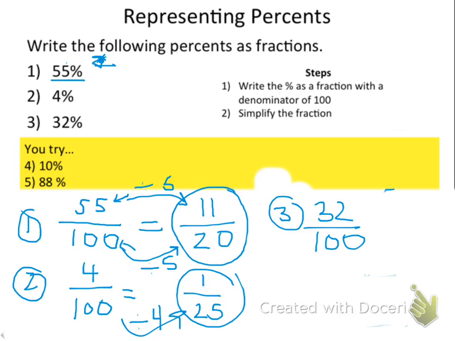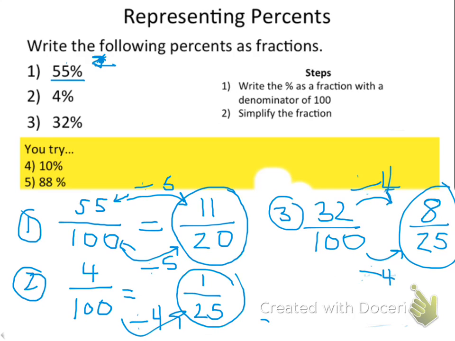But I know that 8 times 4 is 32. So I'm going to divide both the numerator and the denominator by 4. And I remember from before over here that 100 divided by 4 is 25. And 32 divided by 4 is 8. That would be our final answer, 8 over 25. Okay, do the Try on your own. If you have any questions about it, replay the video and then raise your hand and ask me.